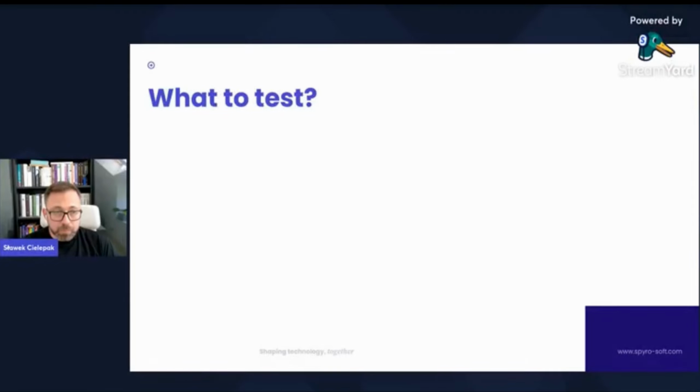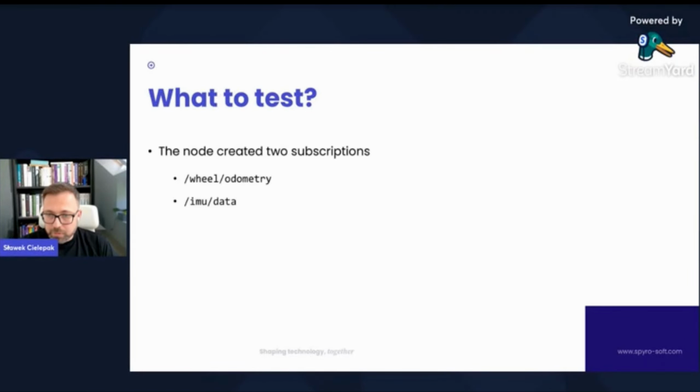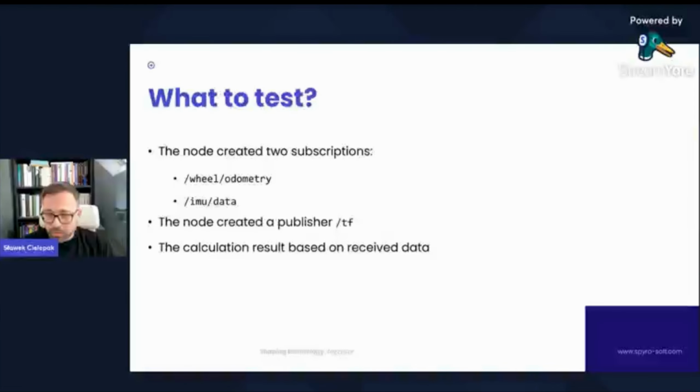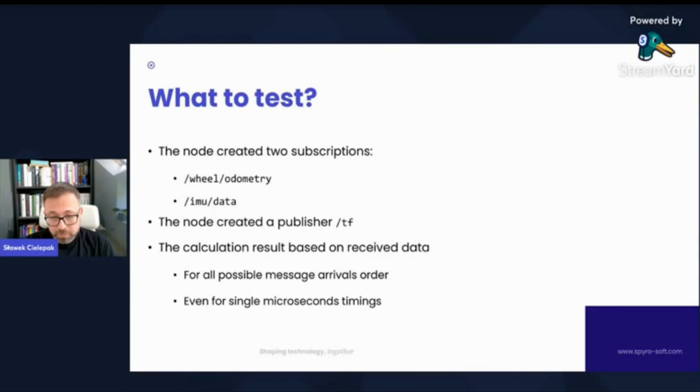So what actually do we have to test in this example? Some basics: that the node under test has created the desired subscriptions for the odometry and IMU data, and that it created a publisher on which it will publish the calculation results, based on the received data. But we need to do it for all possible message arrival orders, as mentioned previously, and even for very tiny time slices.